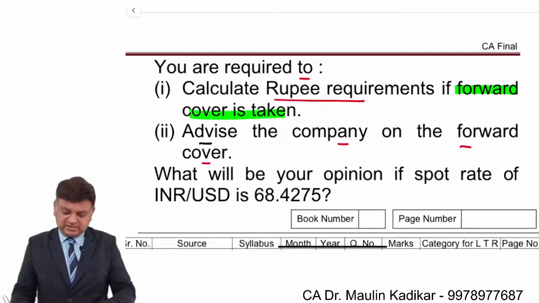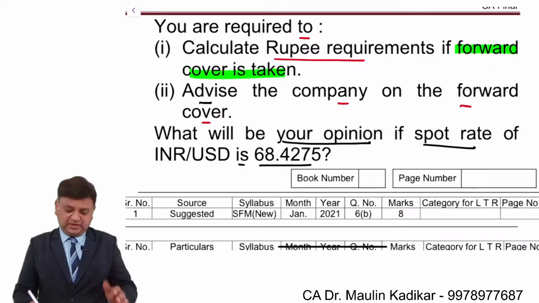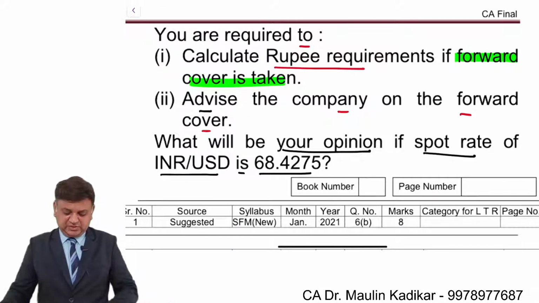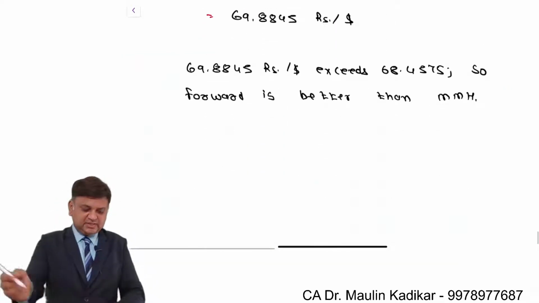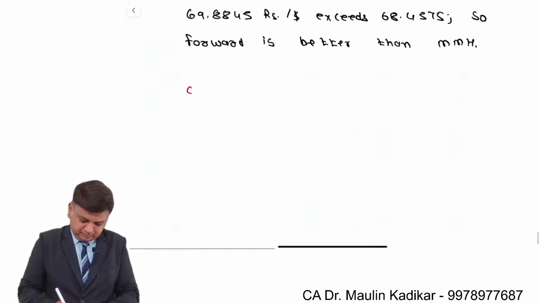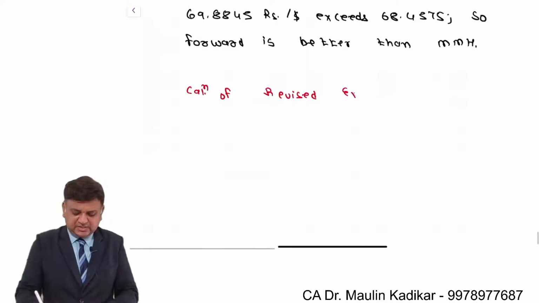The question further says that what will be your opinion if the spot rate is 68.4275 rupees per dollar? I want you to give the answer for this question in the chat box. So let us see how to make the computation of the answer. Calculation of revised exchange rate.